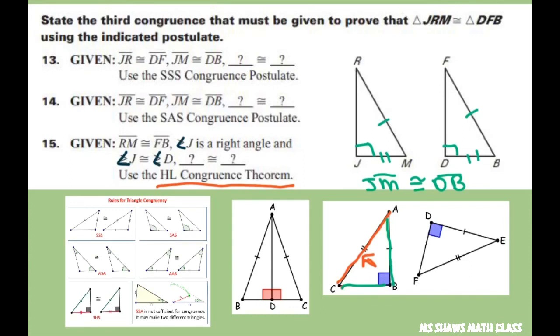Or you could say RJ, we'll do 1, 2, 3. RJ is congruent to FD line segment. Either one would be fine. And that satisfies your hypotenuse-leg congruence theorem.